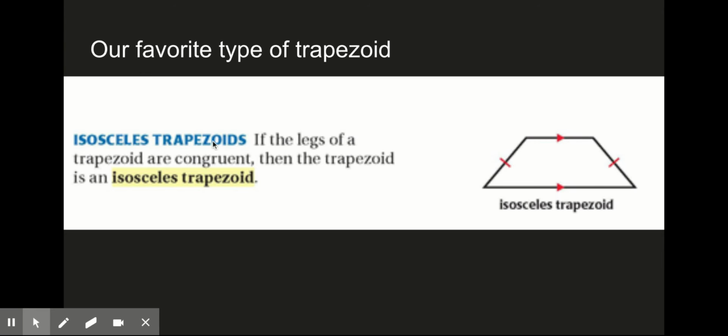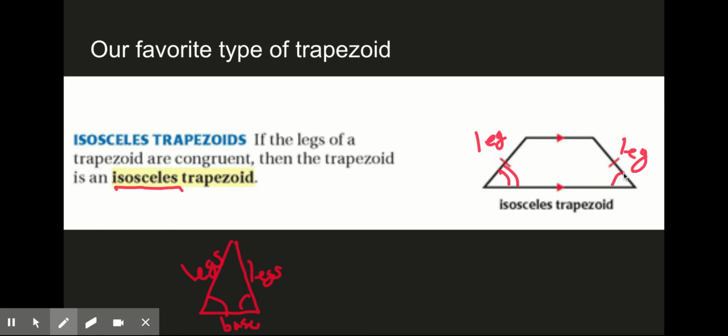So here's our favorite type of trapezoid, the isosceles trapezoid. Isosceles, hopefully you're going, I've seen that word before. Yeah, like an isosceles triangle where the two legs are the same. So on an isosceles triangle, you had a base and two legs where the legs were the same and the base angles were congruent. Well, guess what? Here we have an isosceles trapezoid. Legs are the same, and what we're going to learn is the base angles are congruent. Base angles here, base angles here.